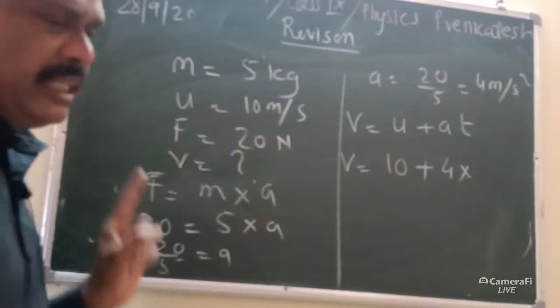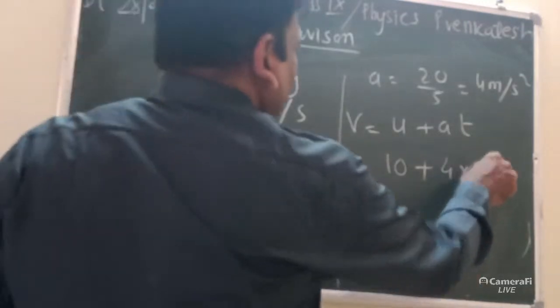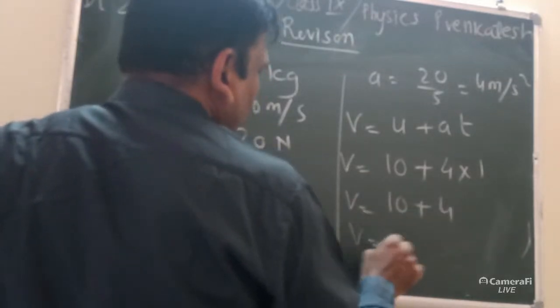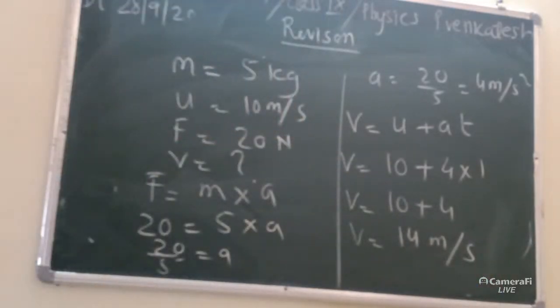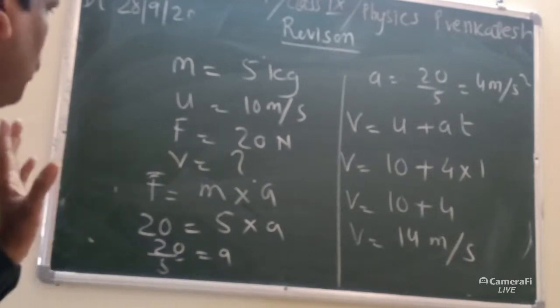Into what is the time? He has asked what will be the velocity after 1 second. After 1 second, V equal to 10 plus 4 into 1, that is 4. V equal to 10 plus 4, 14 meter per second. So final velocity will be 14 meter per second. This type of questions may be asked.